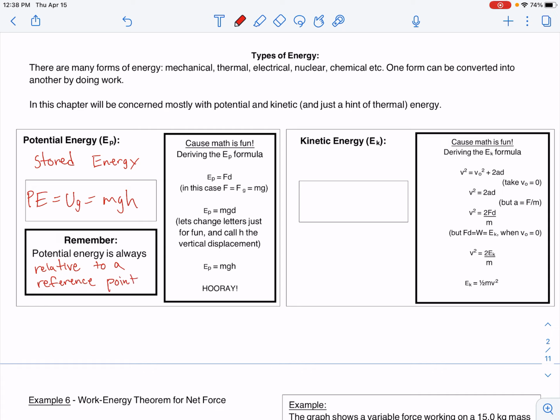All right, kinetic energy. This is the energy of motion, or energy in motion. This could be EK. It's 1/2 mass times velocity squared. Again, you can go ahead and derive that. It's derived from the side, and that's going to be useful as we move through this.